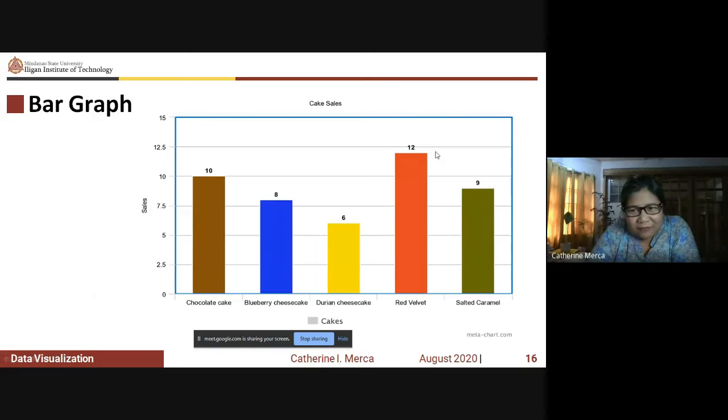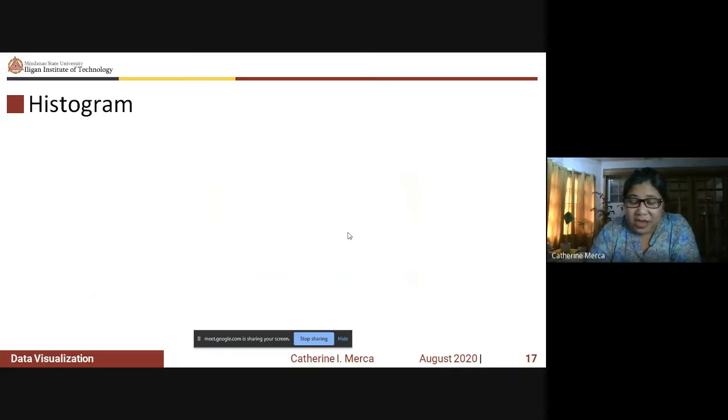So, 12, meaning red velvet is the highest. So, if you own a bakery, then you know that red velvet is the most sellable. You will produce more red velvet compared to the durian cheesecake. Fewer people buy the durian cheesecake. Okay? So, you can already make an informed decision right away with your graph.